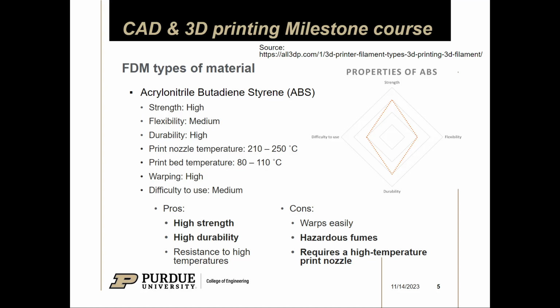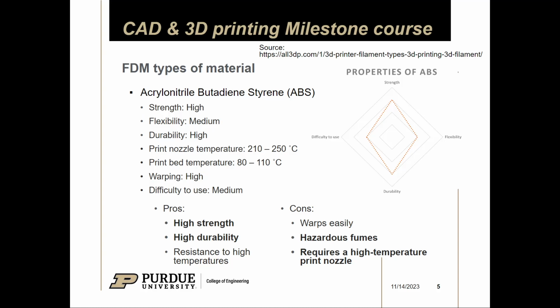Another kind of filament is ABS. This kind of plastic is very widely used in the injection molding industry. So Lego bricks and other things like Nerf blasters are all made out of ABS plastic. They're all injection molded, but you can use the same material for 3D printing. One of the advantages is it's a lot stronger than a material like PLA. So it has high strength and durability, which is why injection molding uses it.